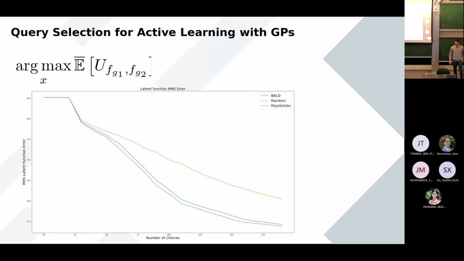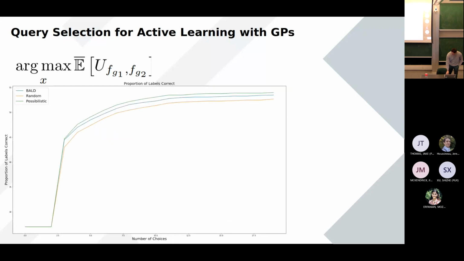So here we've got the latent function error after each of those choices. So this is the average over the 100 runs. Our approach is in green. The orange is just random, so that's just pick a random point at each time. And then bold is one of the best performing existing active learning approaches. So you can see ours performs a little bit better than bold and a lot better than random. And then this is the same experiment, but this is just the proportion of labels that it gets correct after each choice. And again, a little bit better than bold and quite a bit better than random.